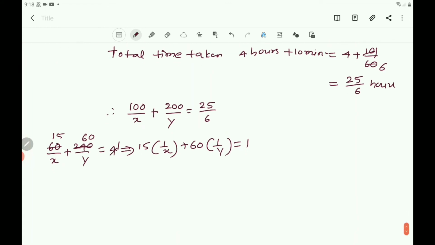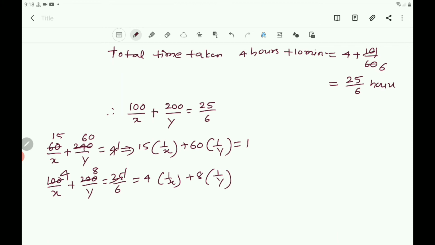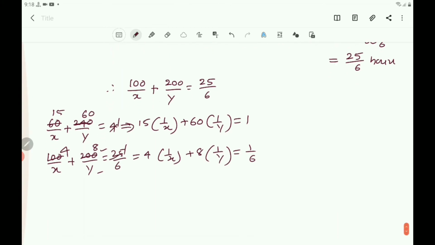Now the second one is 100 by x plus 200 by y equals 25 by 6. So you can cancel 25: 25 ones are 25, 25 4s are 100, 25 8s are 200. The equation becomes 4 into 1 by x plus 8 into 1 by y equals 1 by 6.